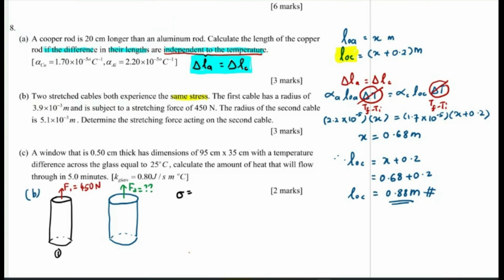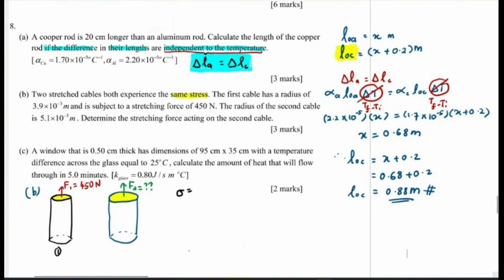Ada tak ada bagi kat depan? Ada. Bila kita ada force exerted on the cross-sectional area, so this is the area yang saya highlight warna kuning ni. So akan ada stress, kita boleh kira stress. Which is stress is equal to?